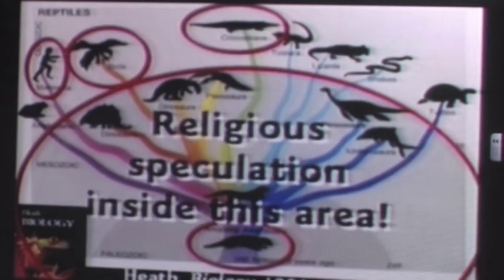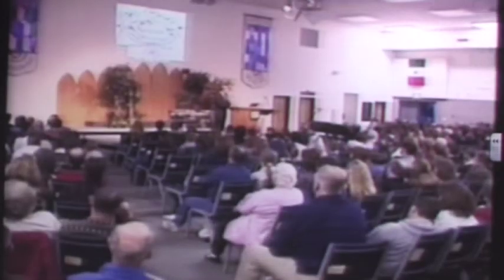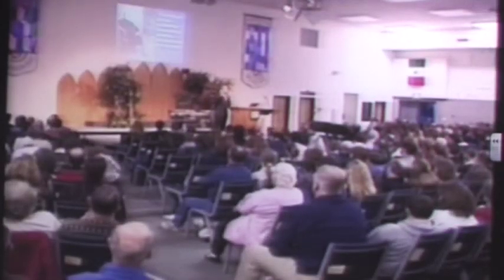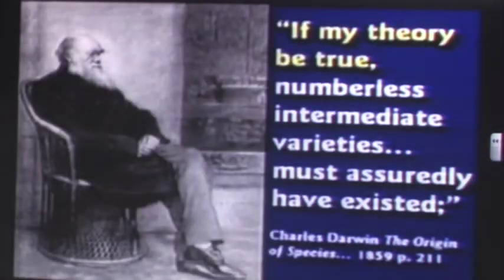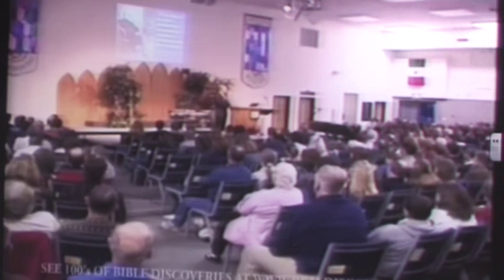Reptiles produce reptiles, dogs produce dogs, people produce people, and there's never been an exception to that. Darwin said, though, if my theory be true, here's his book right here. You can look on page 211. He said, if my theory be true, numberless intermediate varieties must assuredly have existed. Boy, you're right about that, Charlie. I mean, to change from a rock to a dog would take a few changes.